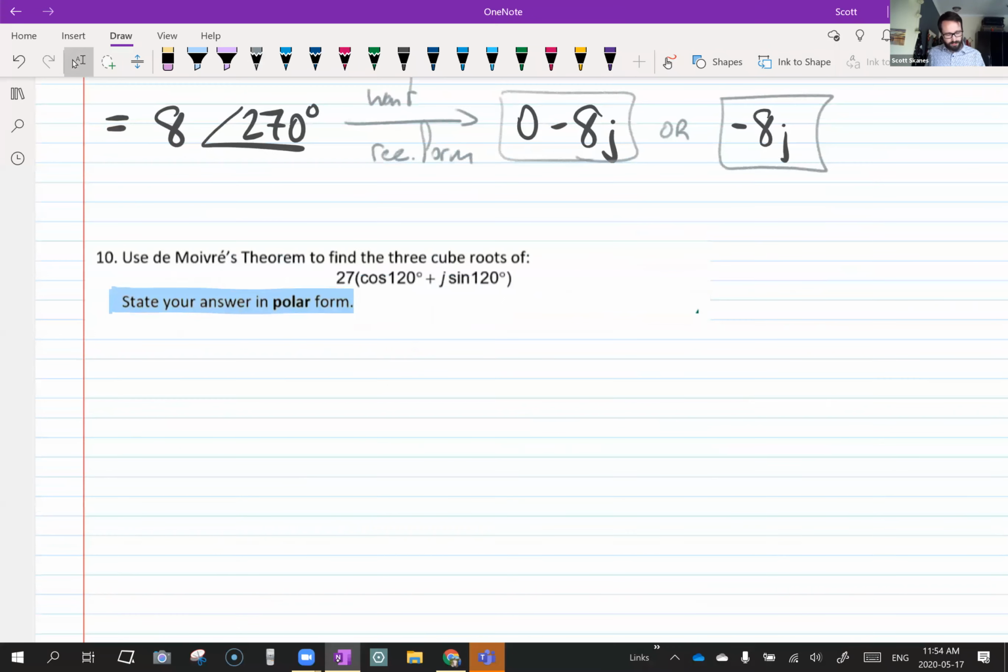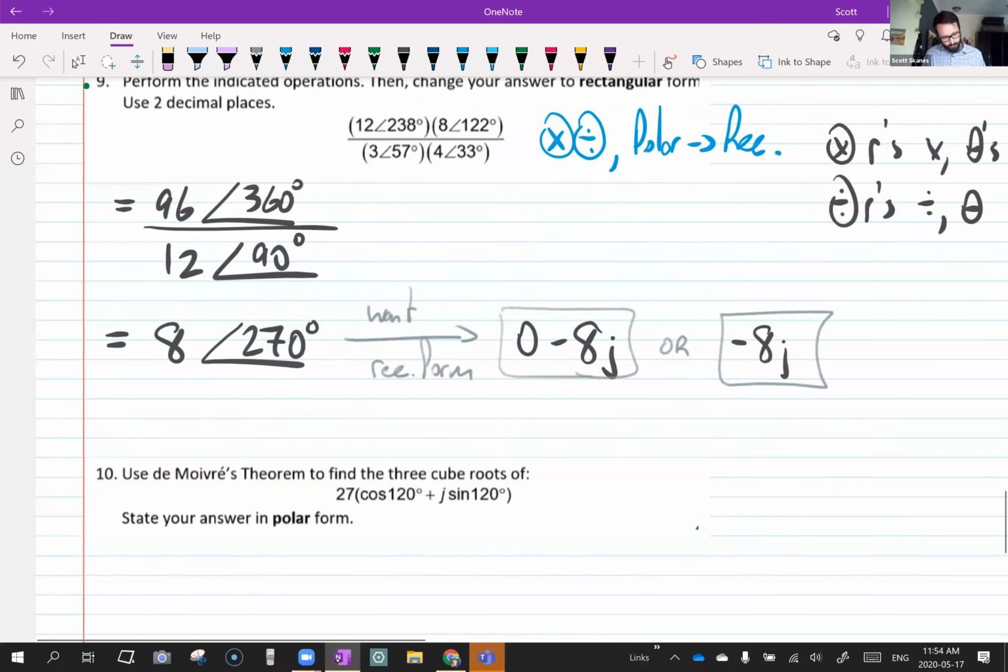Okay, 10, De Moivre's theorem. We covered that on the assignment. There's plenty of practice on that already. I'm going to move on from that. It's actually quite easy if you know the steps. So just make sure you know how to do that one, okay? I'm going to move on to a different type.